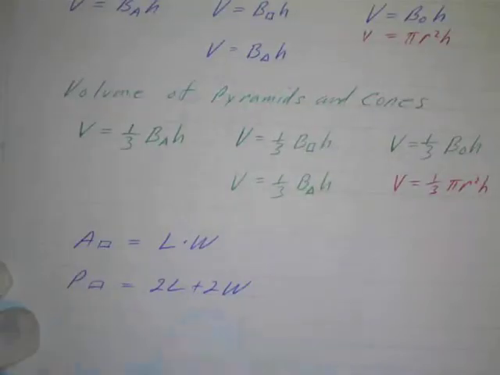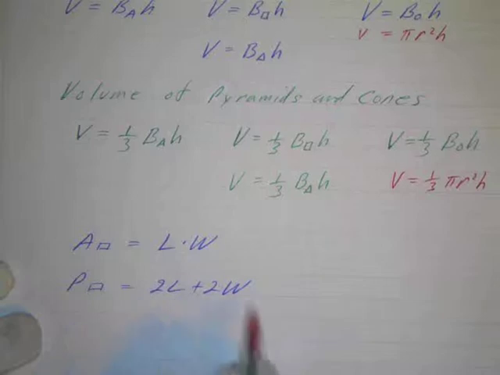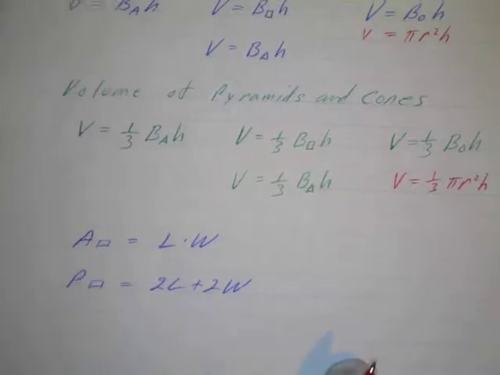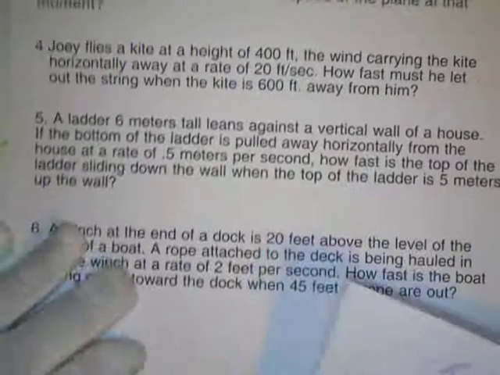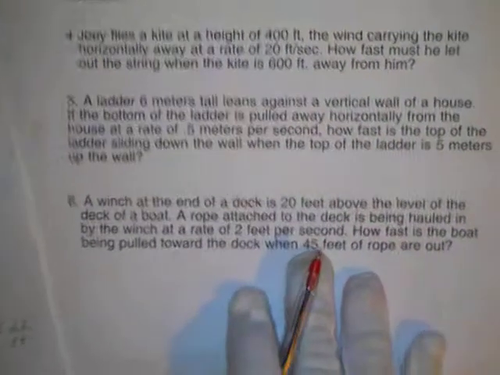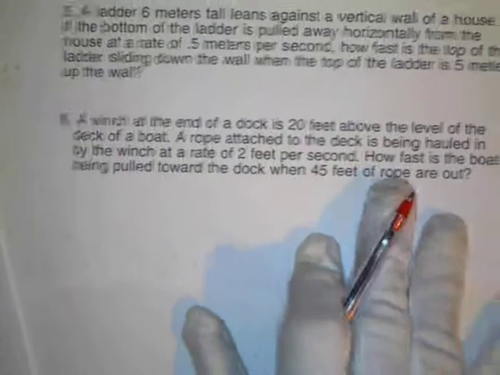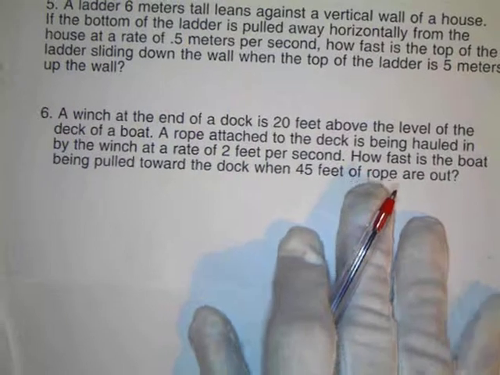The area of a rectangle is just length times width, and the perimeter of a rectangle is 2 times length plus 2 times width. These are basic formulas we'll be using. Okay, and let's talk about an example. There's some good strategy in section 4.6, so make sure you read section 4.6 after this, and there are some good examples.